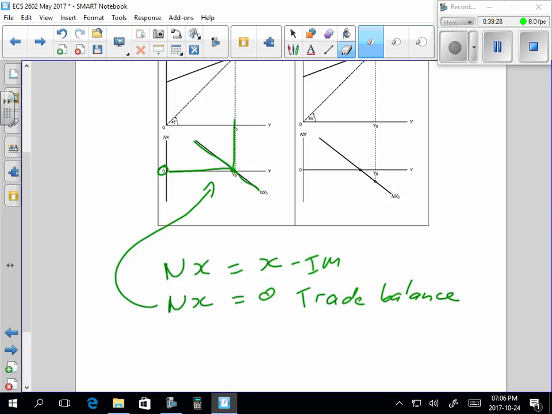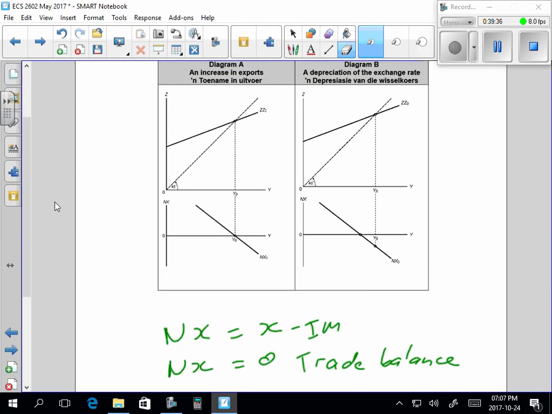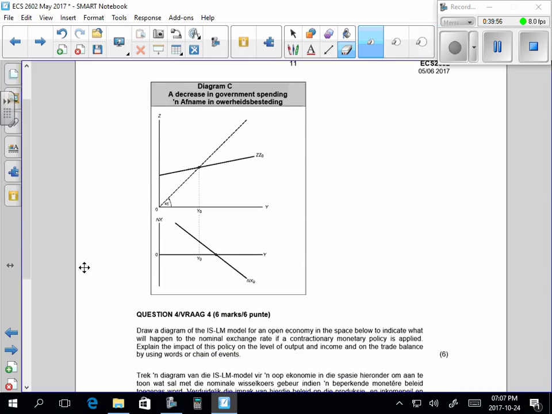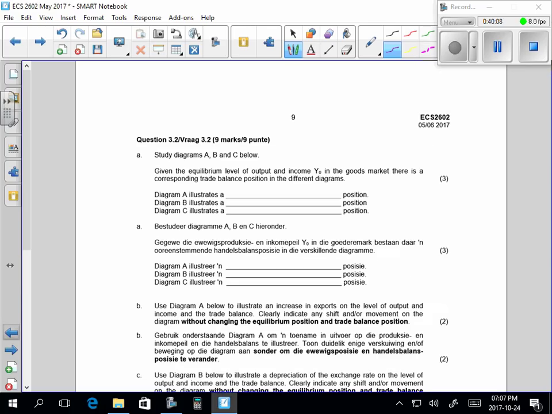Okay. For graph B, we can see that at a value of Y0, it is a negative value. Negative, trade deficit. Okay? And for graph C, we can see that it corresponds to a positive value, which means trade surplus. So that's the first part of the question. Diagram A illustrates a trade balance. Diagram B, a trade deficit. And diagram C, a trade surplus.